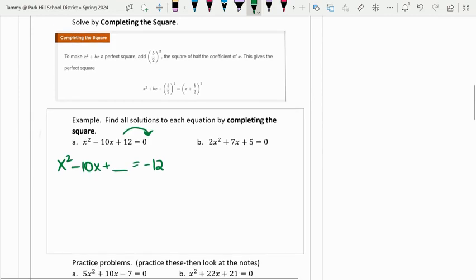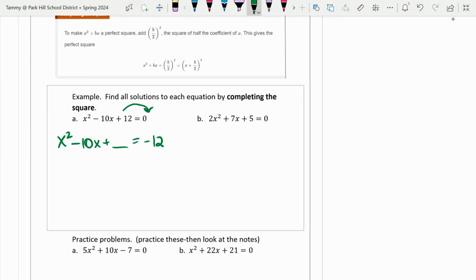So then what goes in the blank is whatever is sitting there, which is negative 10. So you go over here to the side, you take whatever's in front of the x, negative 10, divided by 2, and then put it in parentheses, square it. So negative 10 divided by 2 is negative 5 squared, which is 25, so you add 25. And in math, if you add 25 to one side, you have to add 25 to the other side to keep the equation balanced.